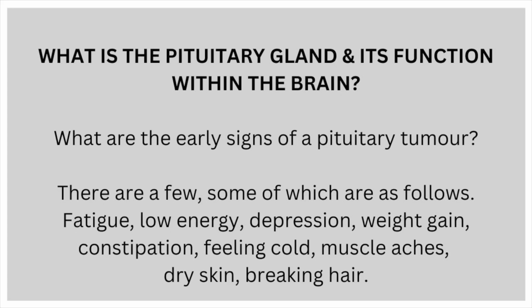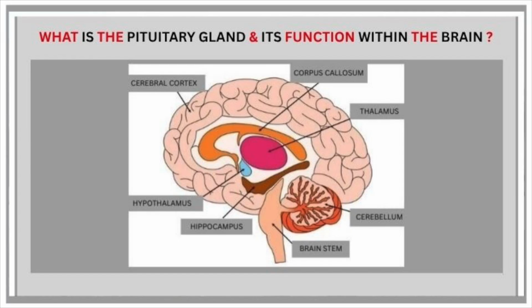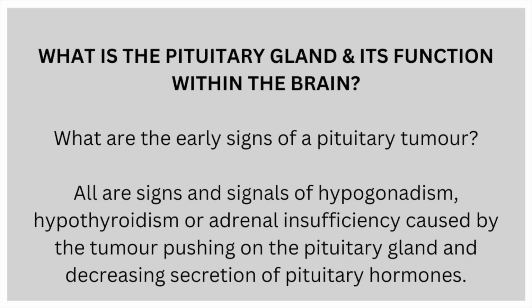What are the early signs of a pituitary tumour? There are a few, some of which are as follows: fatigue, low energy, depression, weight gain, constipation, feeling cold, muscle aches, dry skin, and the breaking of hair. All of these are signs and signals of hypogonadism, hypothyroidism, or adrenal insufficiency, caused by the tumour pushing on the pituitary gland and decreasing secretion of pituitary hormones.